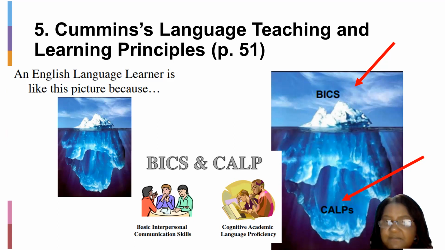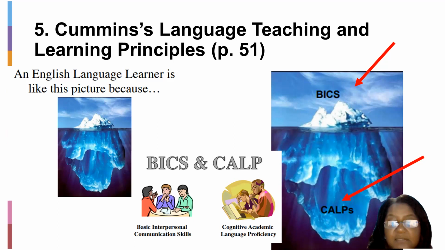So what is BICS? BICS is what they call basic interpersonal communication skills. So that's bottom level skills, okay? And at the bottom of the scale, which is CALP, a lot of students do not have the cognitive academic language proficiency skills. And that skill is needed if you want to achieve in life. Okay, so let's go further. So this is his theory, an iceberg.